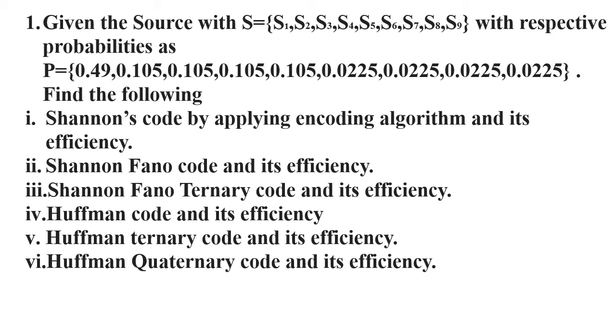First question is find Shannon's code by applying the encoding algorithm and find its efficiency. Second, Shannon-Fano code and its efficiency. Third, Shannon-Fano ternary code and its efficiency. Fourth question, Huffman code and its efficiency. Fifth question, Huffman ternary code and its efficiency. Sixth question, Huffman quaternary code and its efficiency. That is, for the same given data, we are going to apply all the algorithms and find their efficiency.